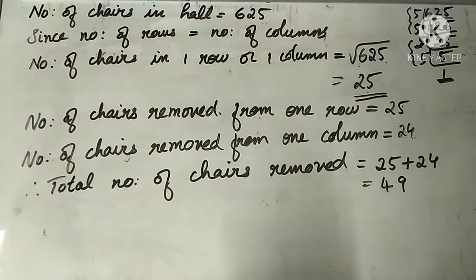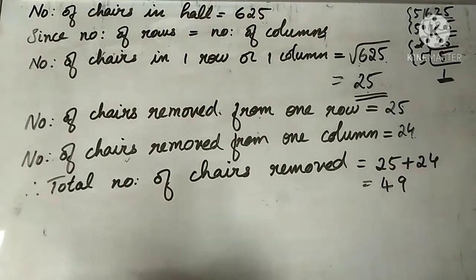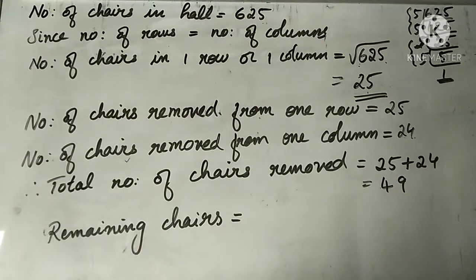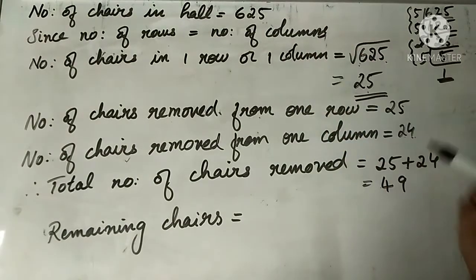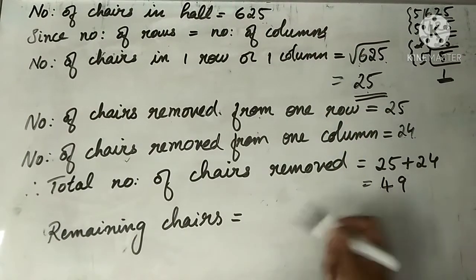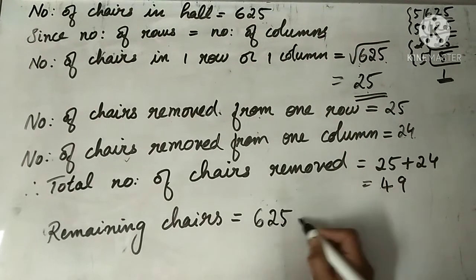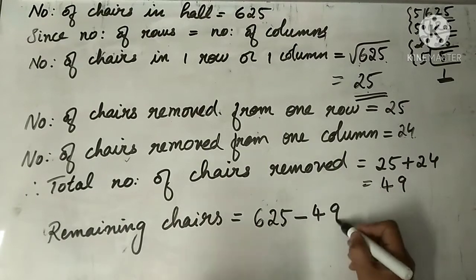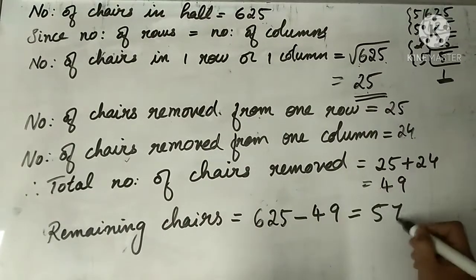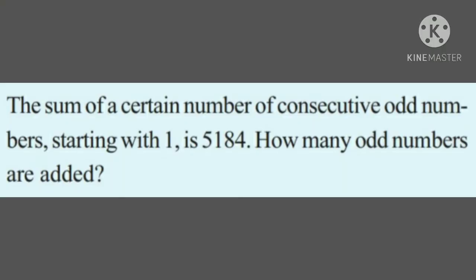In the question, we have to find how many chairs remain. So we can write remaining chairs is equal to the total number of chairs minus 49. 625 minus 49. The answer is 576.